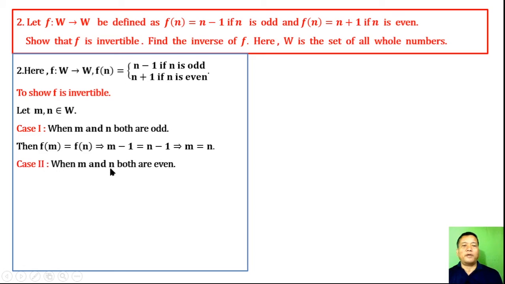Case 2. When m and n both are even, f of m equal to f of n gives m plus 1 equal to n plus 1. This gives m equal to n.